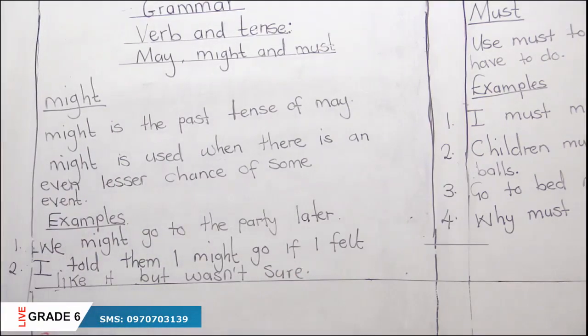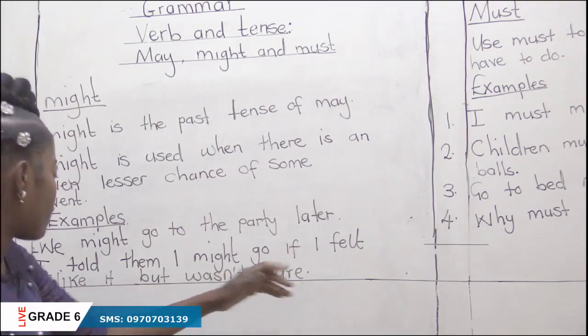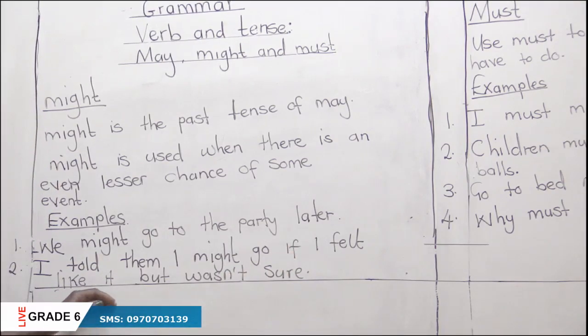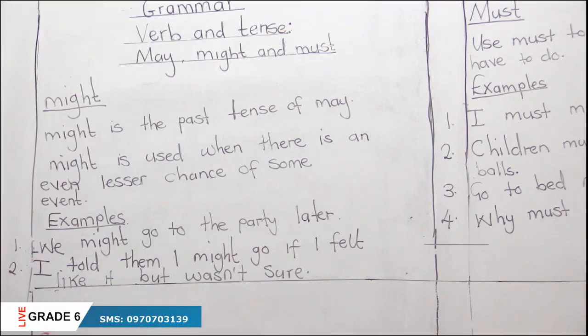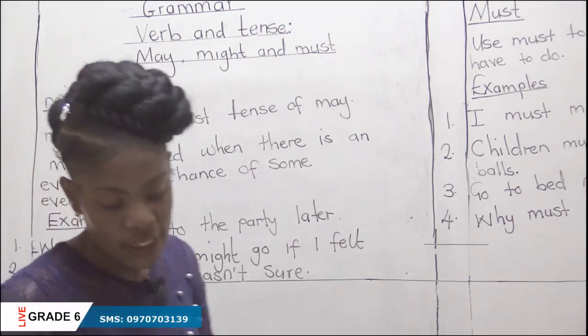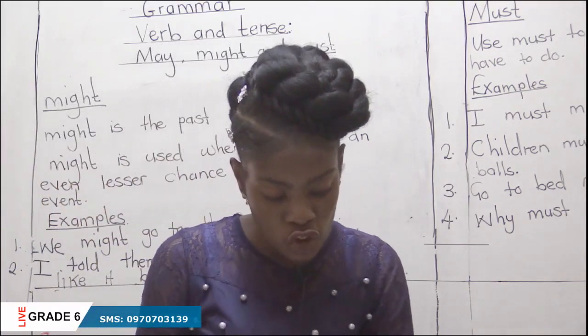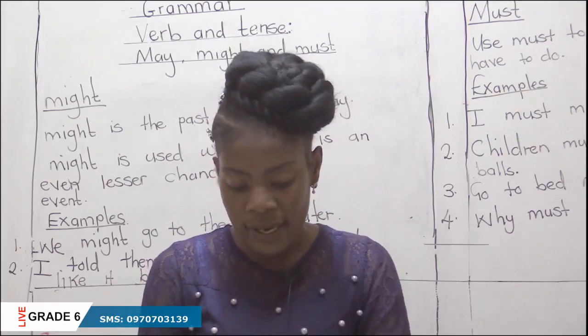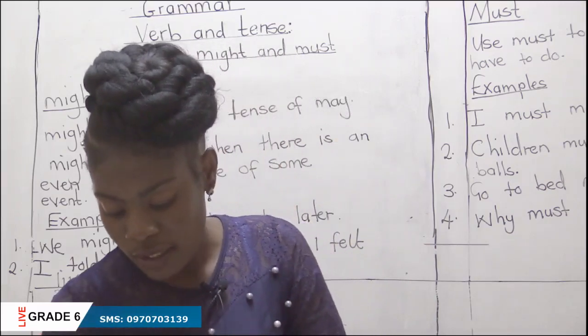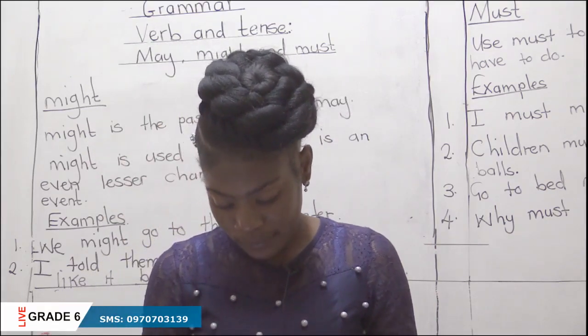Okay, boys and girls, I've got another sentence there on the board. I told them I might go if I felt like it, but wasn't sure. So I've given you 2 examples on how to use might. I'm waiting for the third one. So you can SMS me using this line, 0970703139. Let me just check if someone has given me an answer.